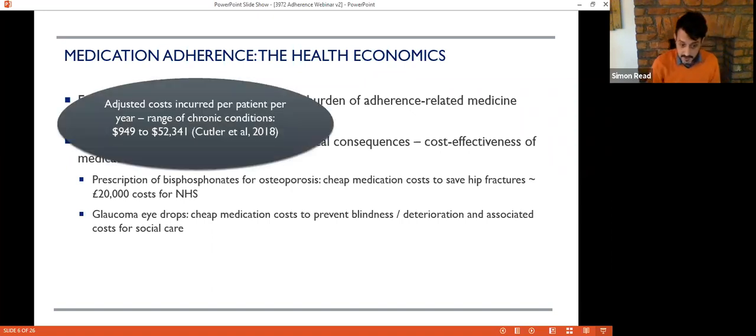One of the most recent pieces of work quoted on the slide here just now is Cutler et al., who performed a review of 66 studies from a range of developed countries such as the USA, Australia, and a few EU countries too. Their report highlighted that across various chronic conditions, the adherence costs incurred per patient per year could vary from $949 to $52,341 once costs were adjusted.